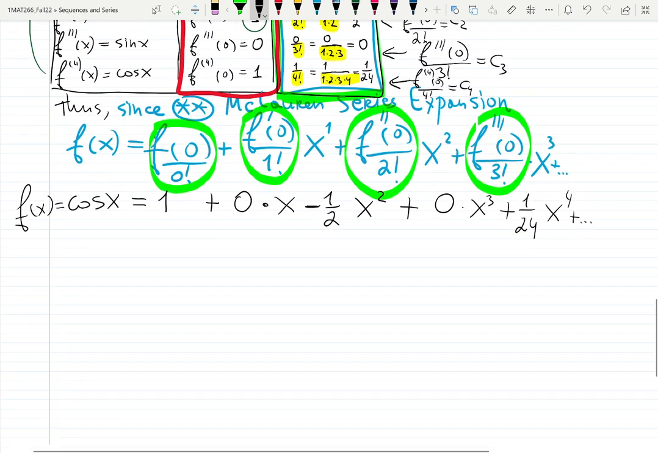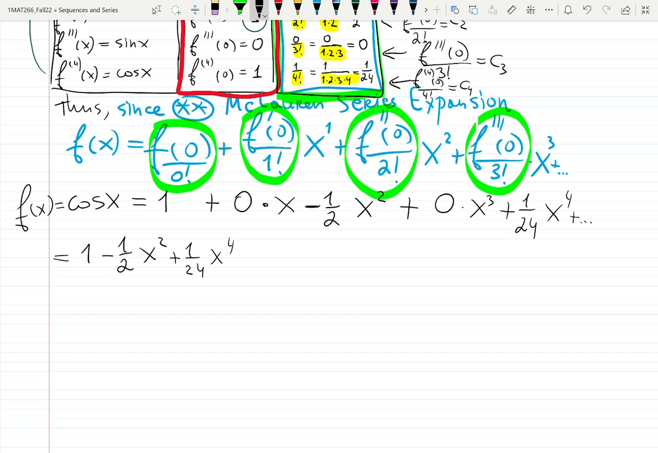So very interesting. If I kick out all the zeros from my view, because I don't like them. Also, how did we get 24? That was 4 factorial. That becomes 1. 0 we skip. Minus 1/2 x squared. 0 we skip. Plus 1 over 24 x to the 4. 0 we skip. Next one will be, well, it's 2, 4 factorial, 6 factorial, 8 factorial. But it's fine. Let's keep going.